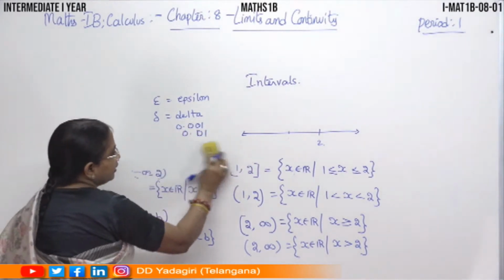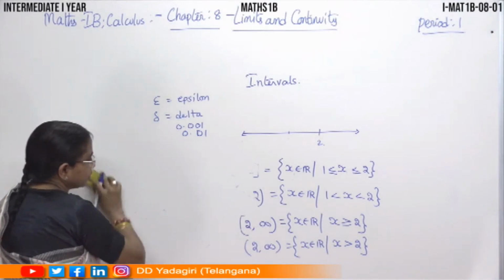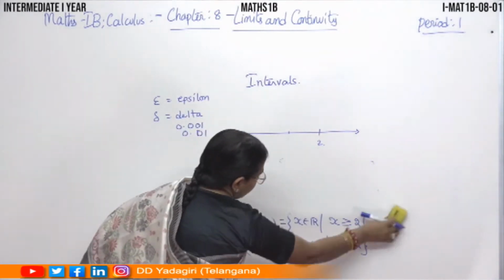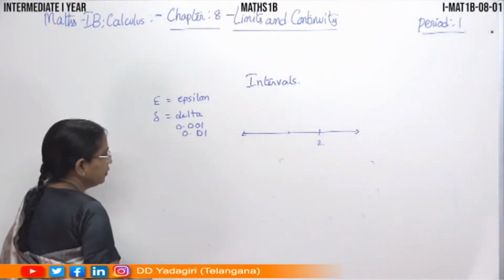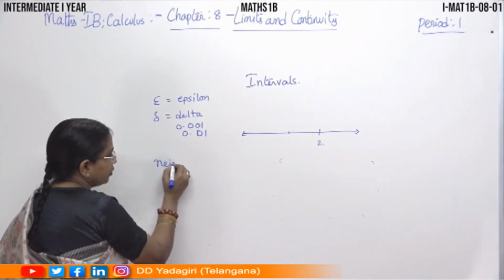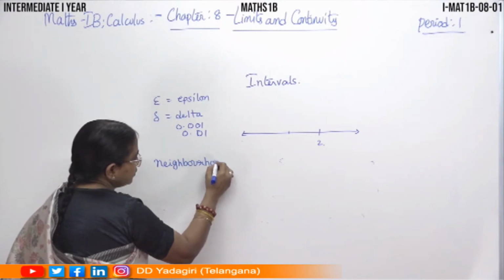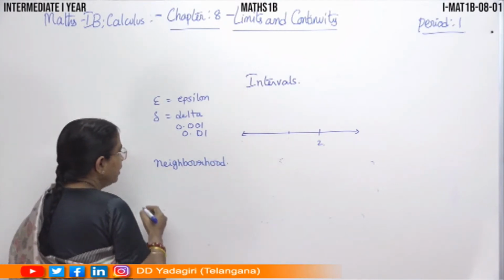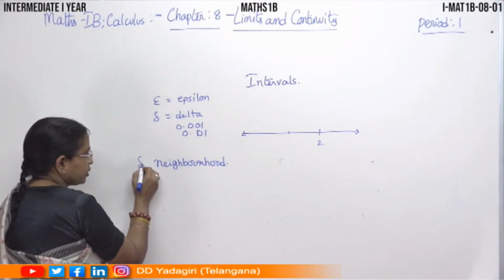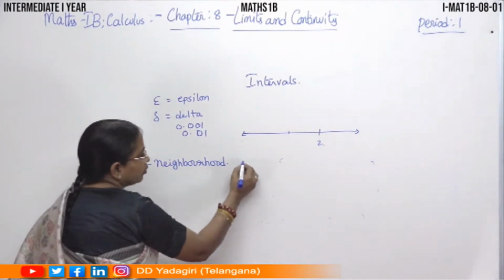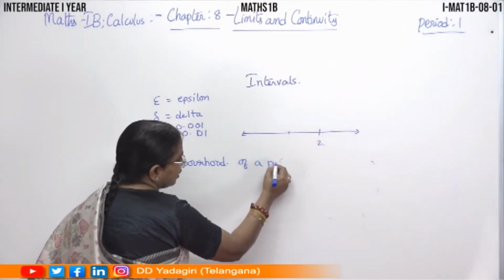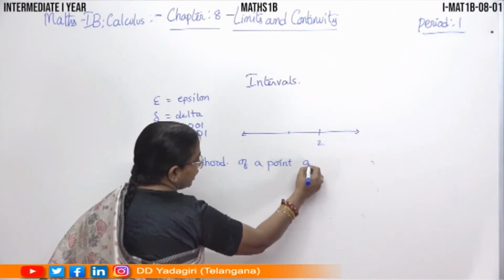Now we define another term. Intervals is over. Now we define another term called neighborhood. Delta neighborhood or epsilon neighborhood. Delta neighborhood of a point A.